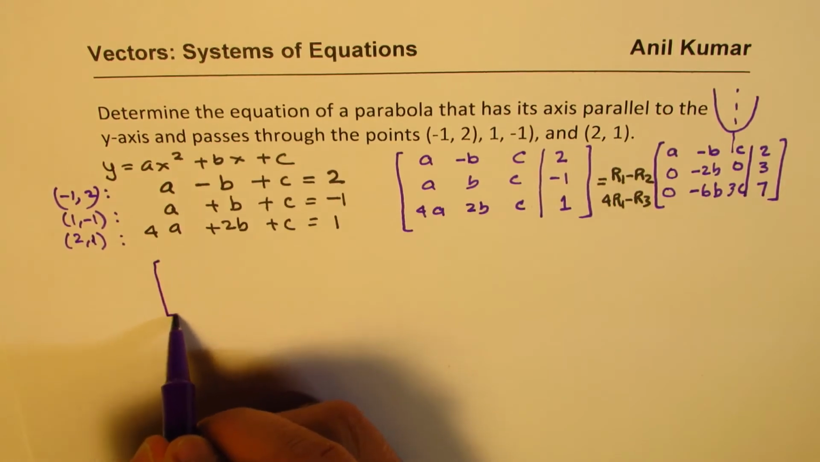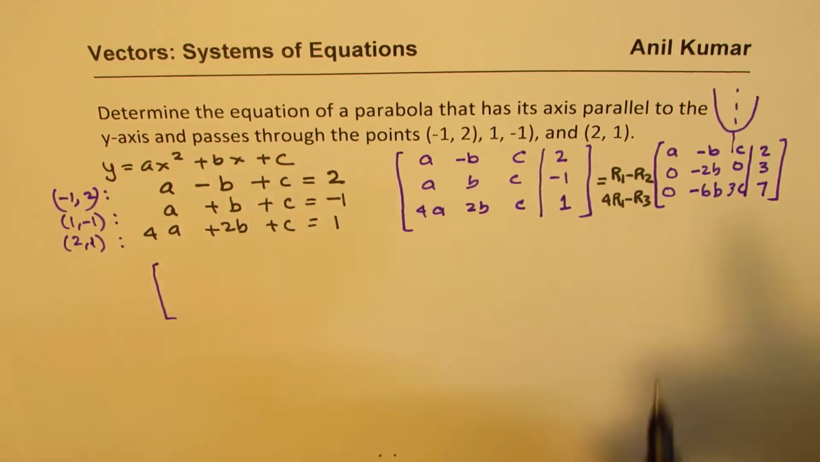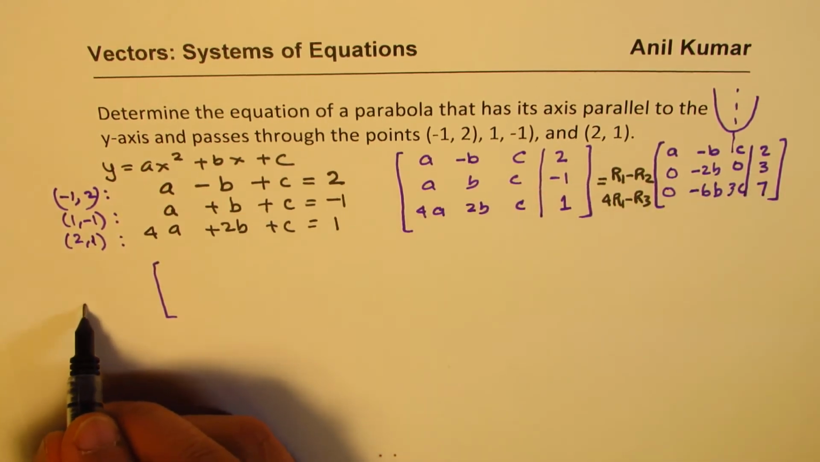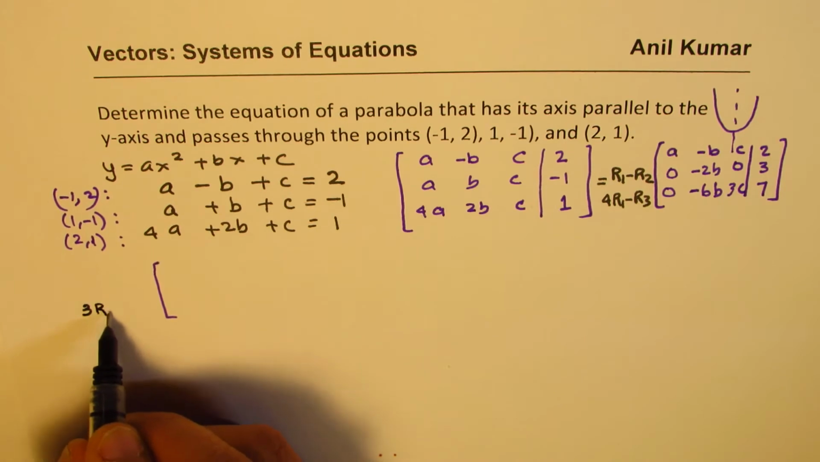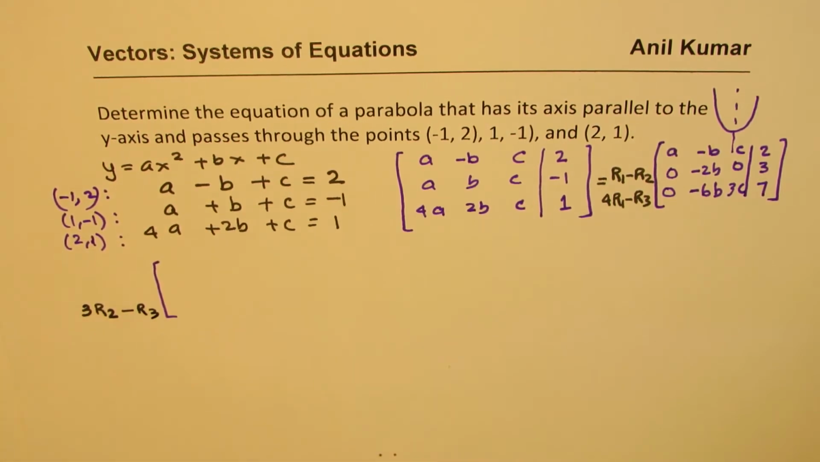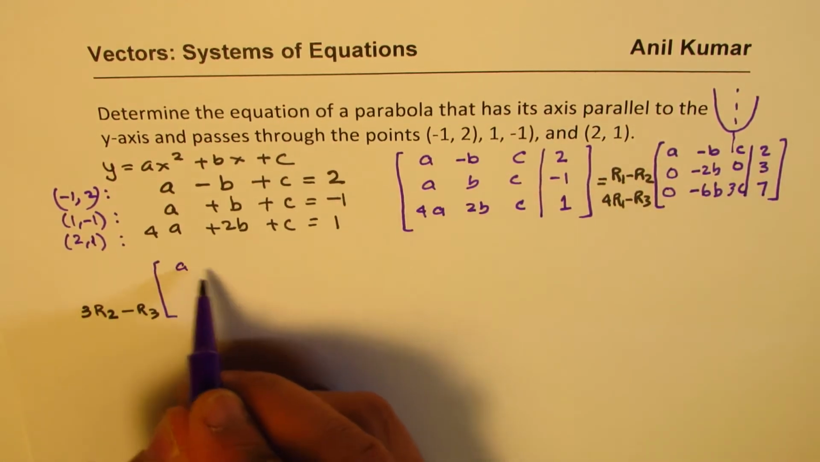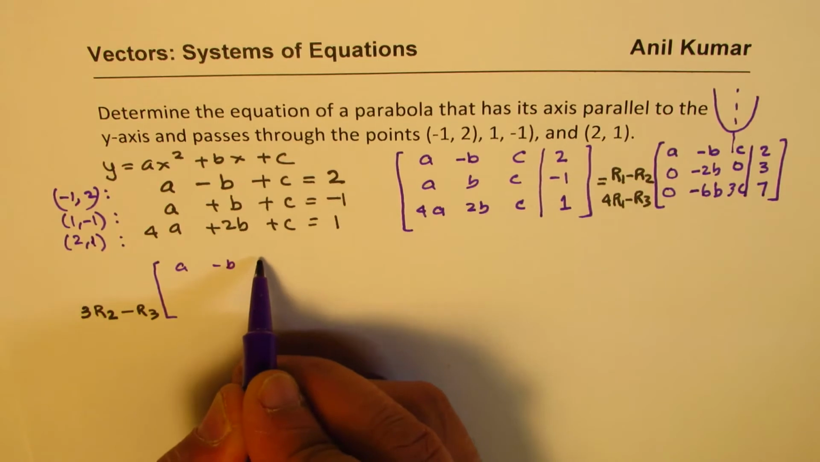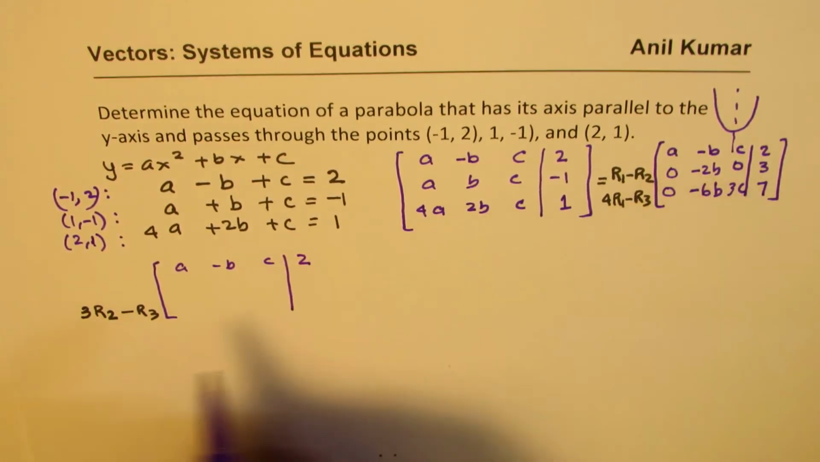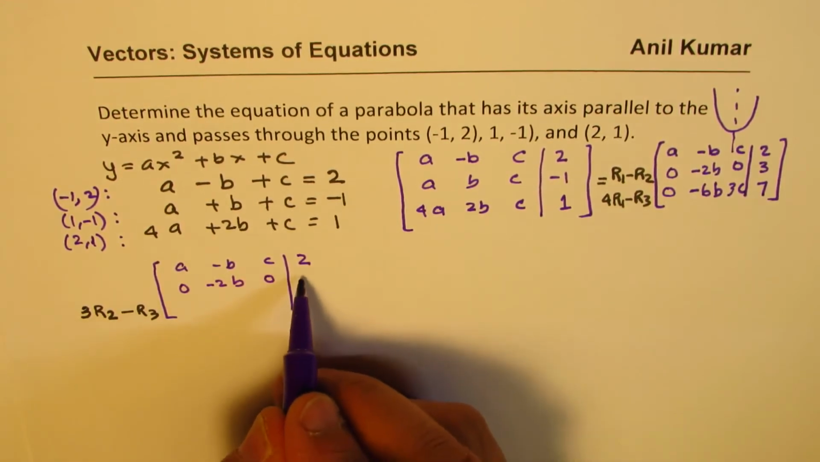And the strategy which we are going to now apply is we can multiply this by 3, right? So second row multiplied by 3, and then we'll take away our 3. Does make sense to you, right? So that's what we'll do. Maintain the very first one as such, A minus B, C, and we get here 2, right? Now this also remains same, which is 0 minus 2B, 0 and 3.